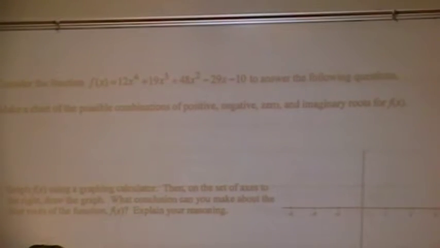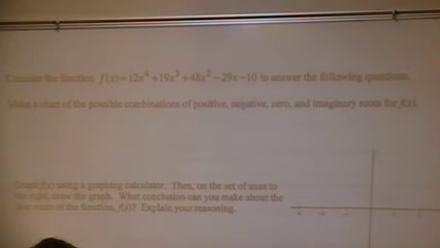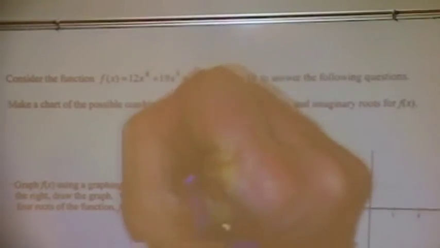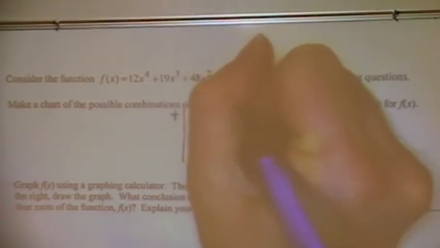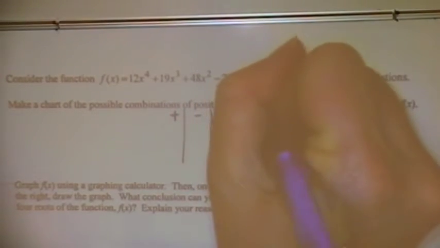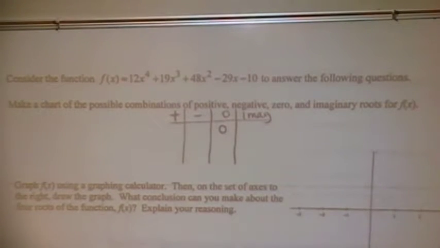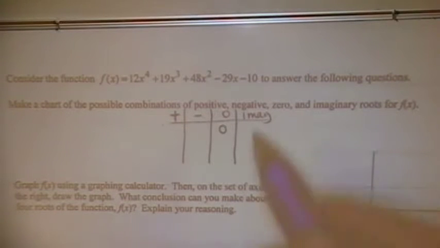Okay, so they've given us this quartic function, and they want us to answer these questions. First thing they want us to do is go back to Descartes' rule. They want us to make a possible chart of positives, negatives, zeros, and imaginaries. So what about zeros? None. Zeros that are 0: none, because you have a constant at the end. So when I make my little chart, positive, negative, 0, and imaginary, I know already that this is 0. You can't have any because it doesn't have anything at the end.